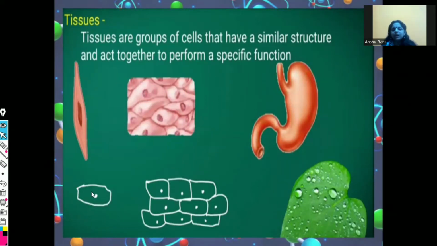Similarly, in plant cells, it happens. It is one cell, different cells are combining to form tissues. Tissues are combining to form particular organs.